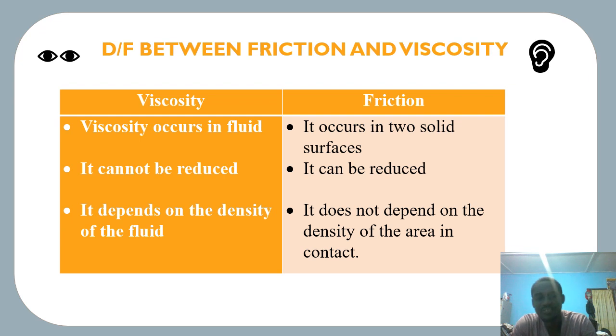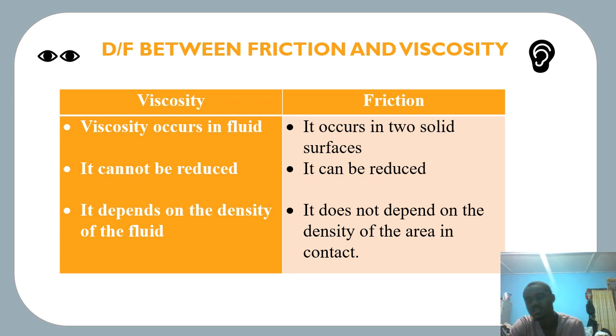Now let's look at the difference between viscosity and friction. We said viscosity is the friction that takes place in what? In fluid, while friction takes place in two solid surfaces. Viscosity cannot be reduced, because it's already in a liquid state. But friction can be reduced easily.